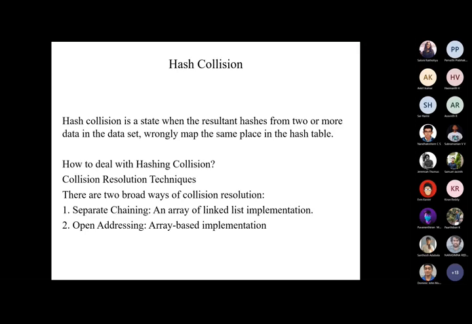So the next topic is hash collision. It's a state when the resultant hashes for two or more data in the data set wrongly map to the same place in the hash table, right? So how do we deal with hash collision?